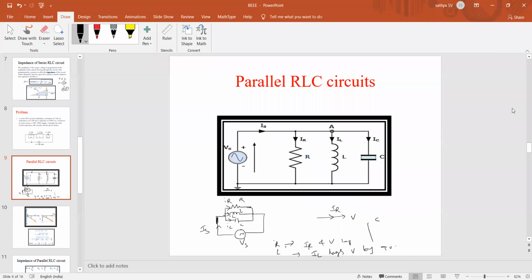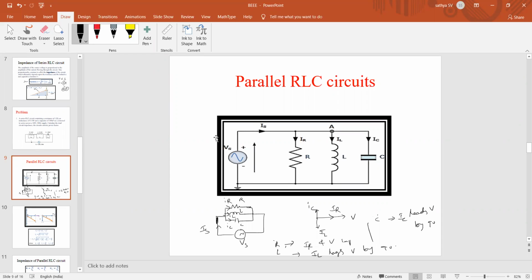Similarly, what about the capacitor? I lags, in the sense I need to draw downward. And what about the capacitor? I leads V by 90. Right, I leads V by 90. Leads in the sense, I see. Done.